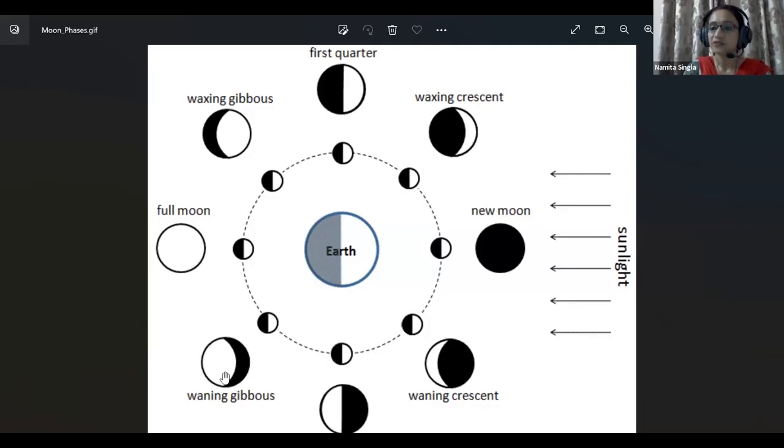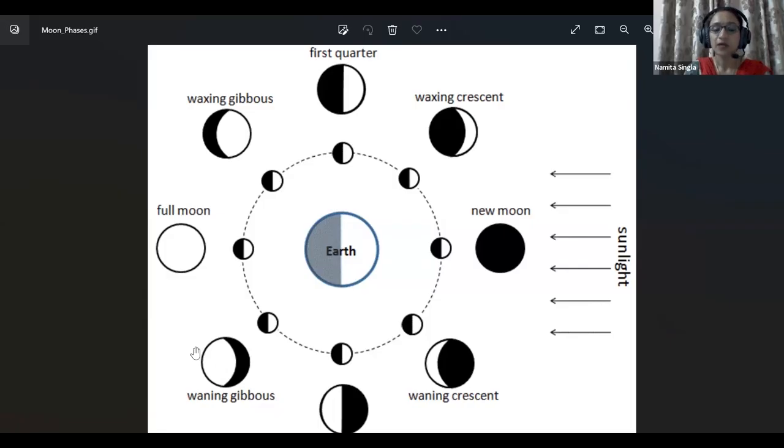So today is which festival? Who will tell me which festival is there today? Karwa Chauth. And a waning gibbous moon is visible today. So today, those ladies who keep this fast, they go and see the moon, right? So it is a waning gibbous moon.